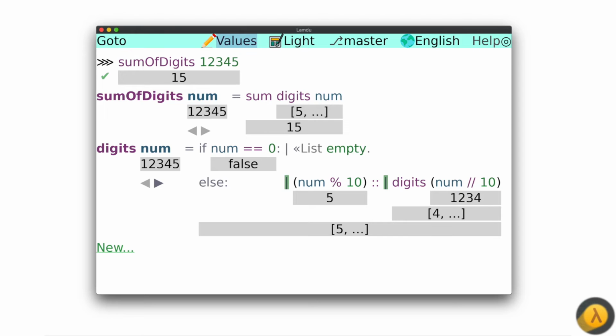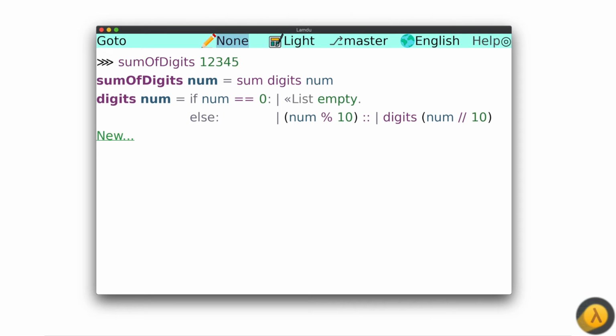Here we see a code example. At the top, the sum of digits function is called with the argument 1, 2, 3, 4, 5, and the result for that is 15. Below it, we see the definition of sum of digits. It uses the digits function and calls the sum function on the result of that. Let's turn off the value annotations. They are invaluable when debugging, but they also clutter the code. This is nicer to look at.